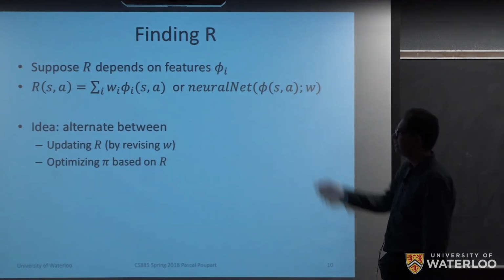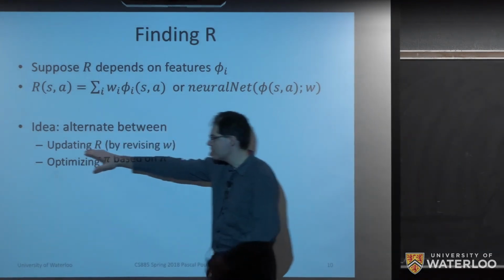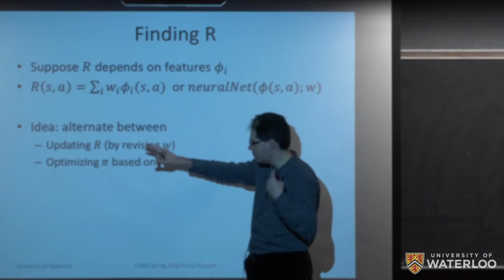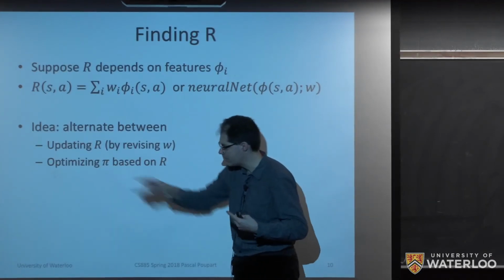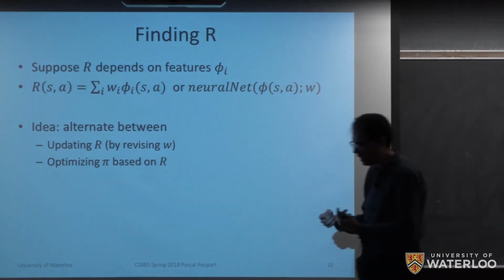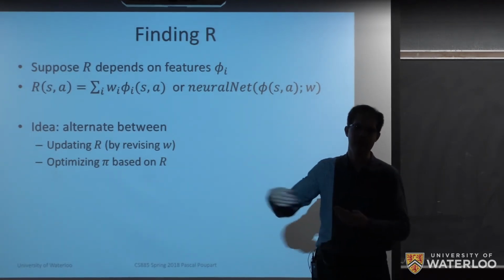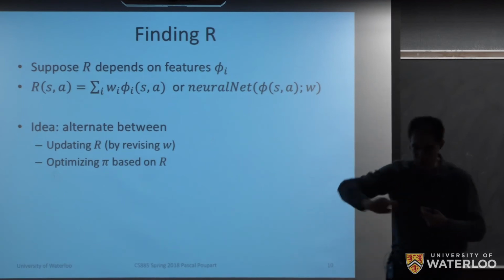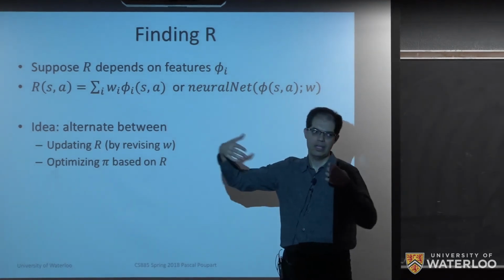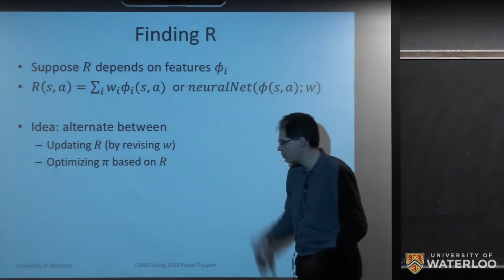Now, one idea for finding the reward function is that we could update R by revising the weights that define the reward function. Then, based on this reward function, let's find a policy pi, and let's make sure that this policy pi will not perform any better than what we've observed from the expert. The expert produced some trajectories, and we need to make sure that those trajectories remain the best ones, that they earn the highest reward possible according to the reward function.